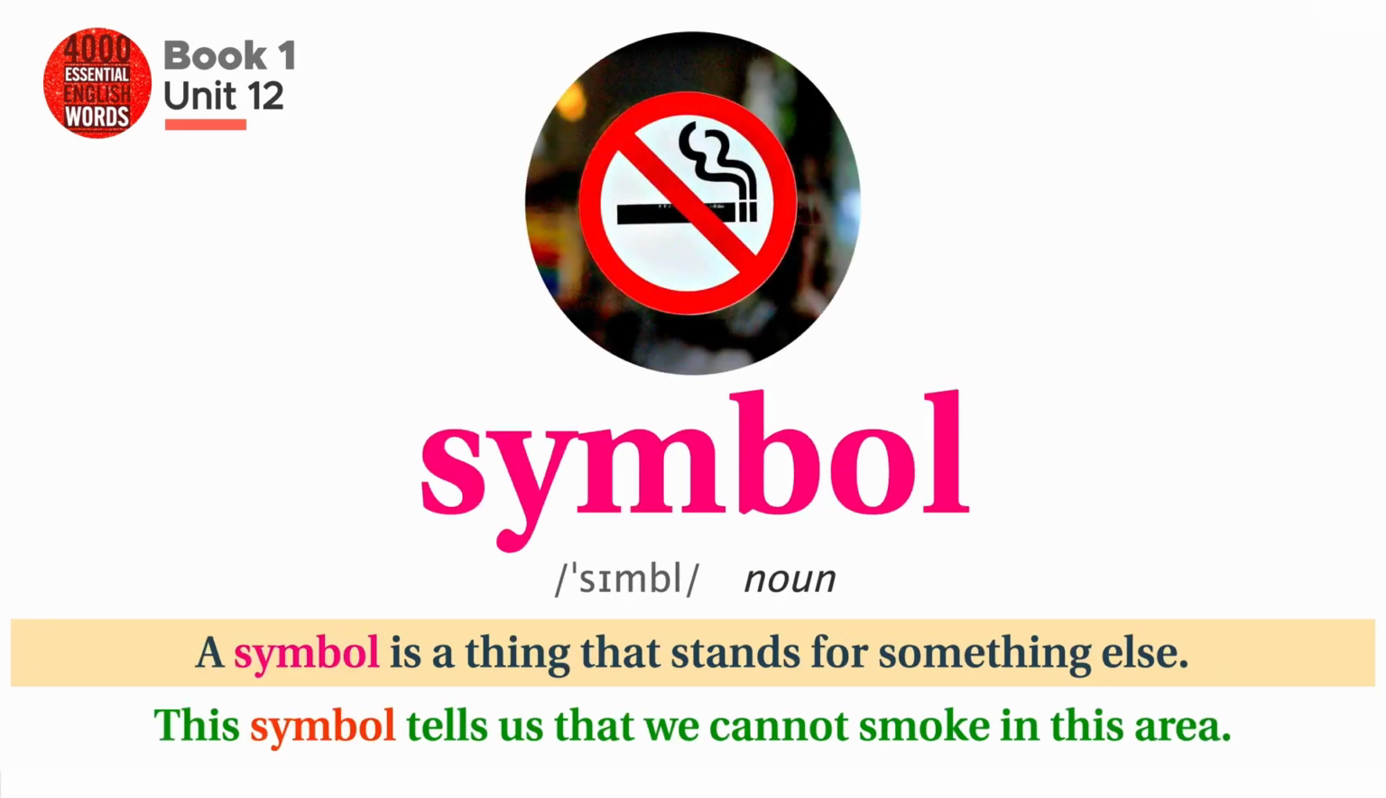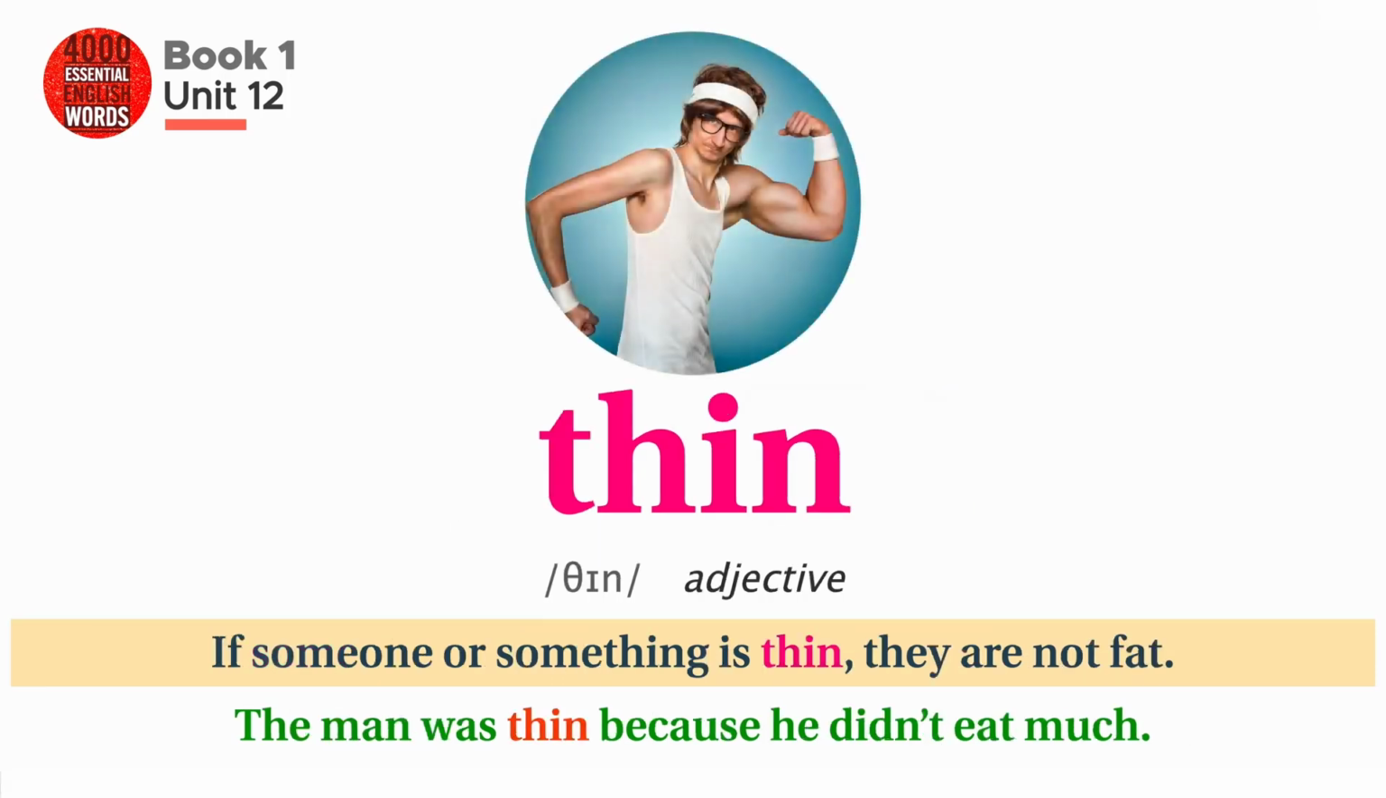Symbol. A symbol is a thing that stands for something else. This symbol tells us that we cannot smoke in this area. Thin. If someone or something is thin, they are not fat. The man was thin because he didn't eat much.